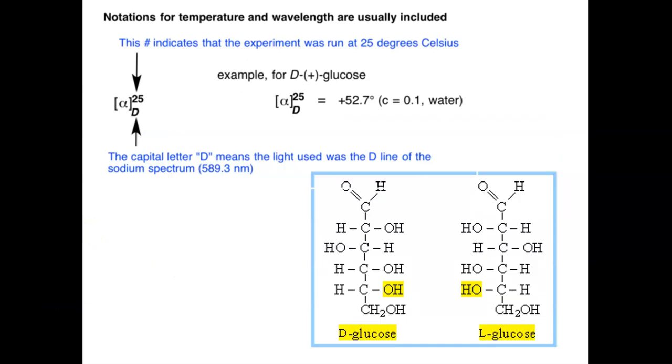This is just an example of if we're looking at glucose, for example, D-glucose. It's going to rotate if we have 25 degrees Celsius, and the D in this instance is the line of the sodium spectrum, so it's 589.3 nanometers. If we're using those as our constants, temperature and light source, then we're going to rotate that 52.7 degrees. And so this is just some of the information about D-glucose.